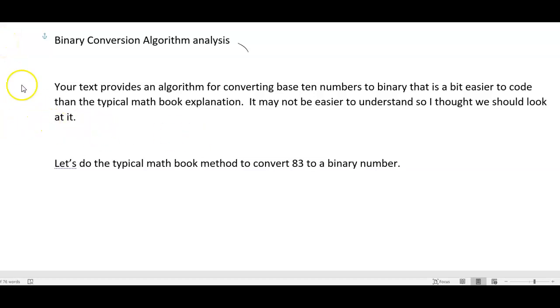So here's our little introduction. Your text provides an algorithm. I wanted to compare that to what you typically learn in school. Maybe some of you learned it even earlier in school. I remember seeing this very early on, maybe even before junior high, just as an interesting thing to do, but never had to do it much until I got into computer stuff. But anyway, so we're going to convert the number. I've chosen to use the number 83 as our example. This is something that's probably best done by example.